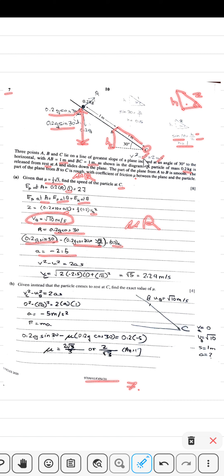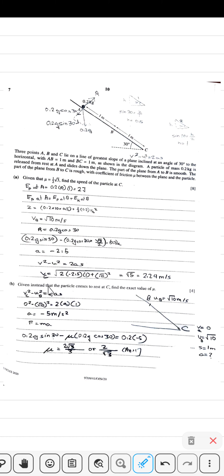Now we know the initial speed, the distance and the acceleration, so we can find the velocity of the particle at C. Using v squared minus u squared equals 2as, the speed of the particle at C comes to root 5, or 2.24 meters per second.